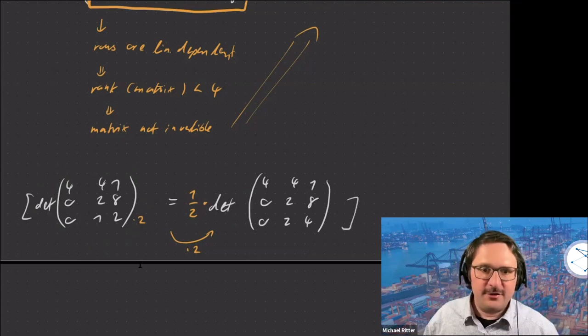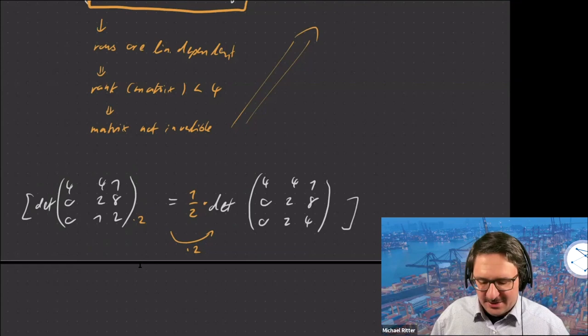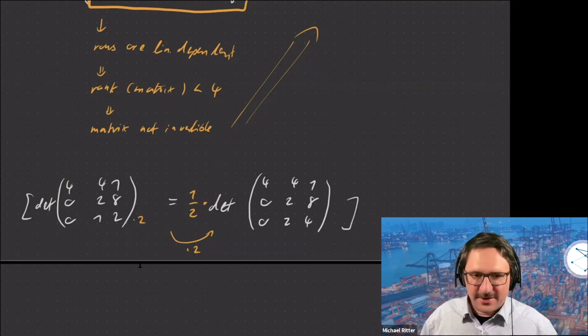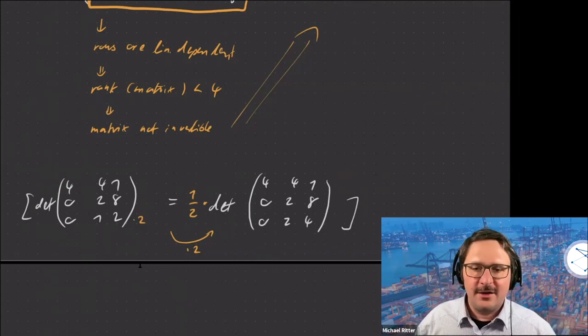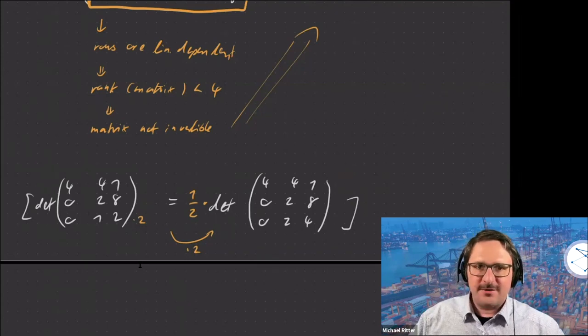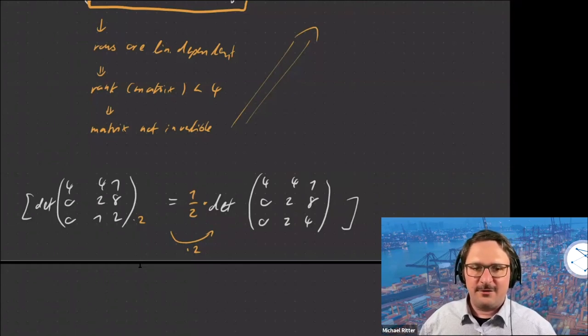And you are free to do that if you want to. But please note that multiplying a row or a column of a matrix by some value will change the value of the determinant. And you'd have to compensate for that.